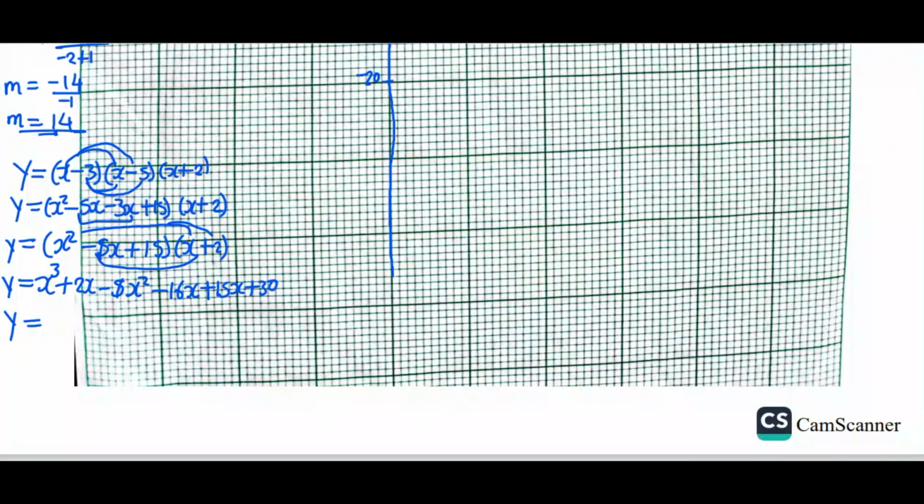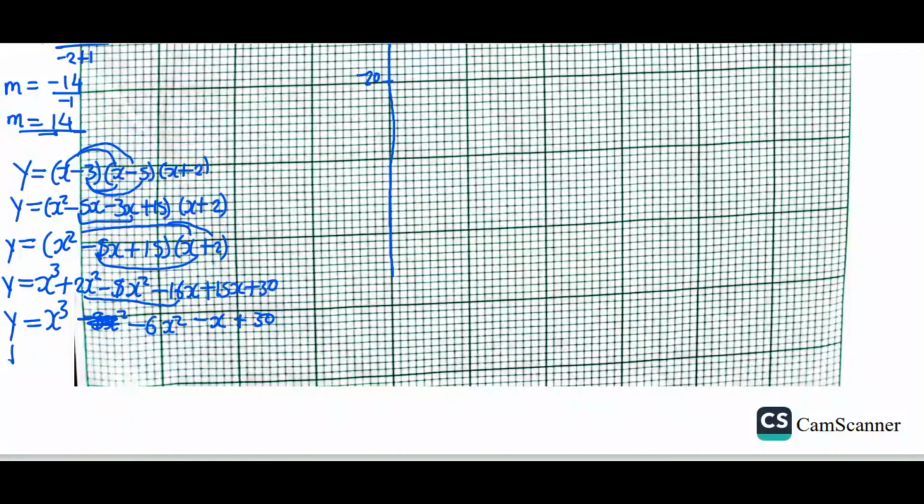Okay, so here we are going to have x raised to the power 3 minus 8x squared, 2x squared. This should be squared, because it's x squared times 2. So 2x squared minus 8x squared will give us -6x squared. Negative 16x plus 15x will give us negative x plus 30.